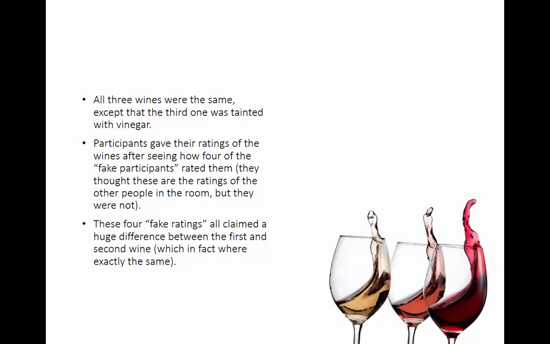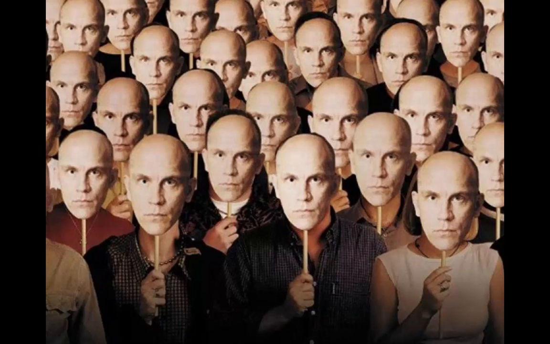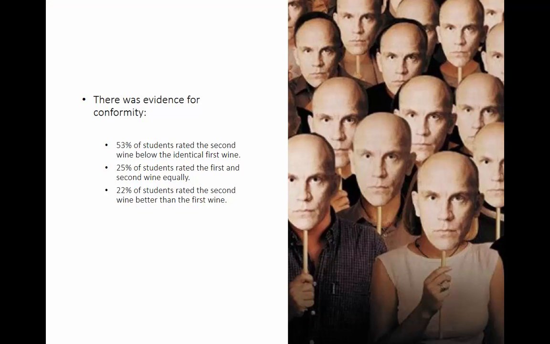So these 4 fake ratings all claimed a huge difference between the first and the second wine. Well, in fact, there was no difference. And then the actual individual gave their rating after hearing that 4 other people in this group said there's a big difference between the first and the second one. What do you guess happened? Conformity? Well, actually, there was clear evidence for conformity: 53% of the students also rated the second wine below the identical first one, although they were exactly the same.